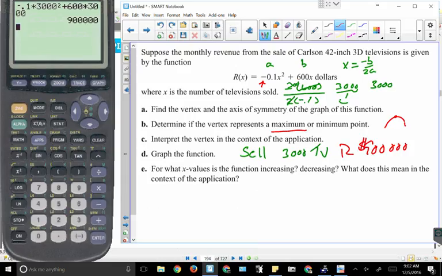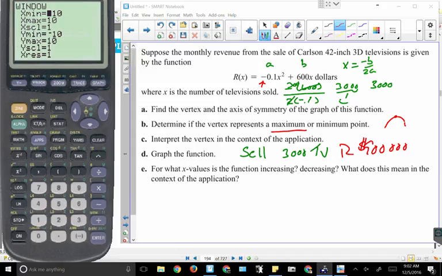Now, we're going to graph this one. When you guys are graphing, you generally have a problem trying to figure out what that blasted window is, right? What do I set the numbers to? Now, knowing where the vertex is going to help us out immensely. So, take this negative 0.1x squared plus 600x window.